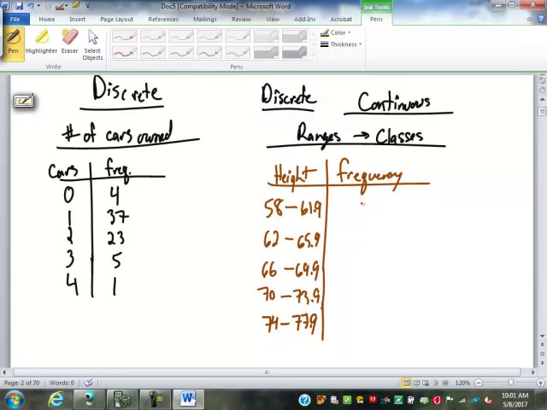And let's say we only had one person in that height range. 6, 19, 17. What's that come out to be? 36, 42. Put 7 in that range. So now when we look at this, we know there's 37 people that have exactly 1 car. Here it's not so exact. There's 6 people that are falling within that range. But it just wasn't possible to list out every possible value.